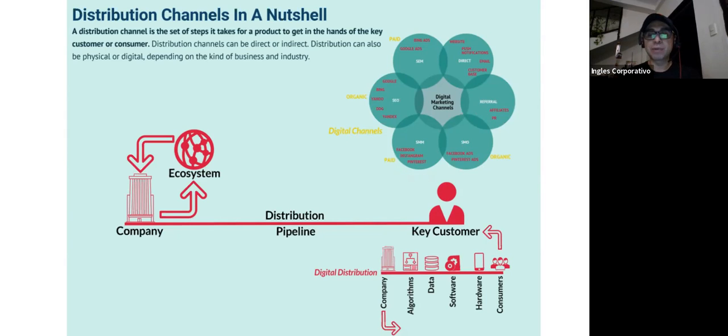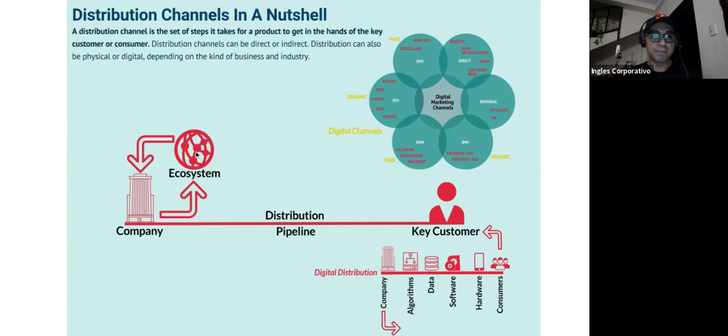So for Facebook, we have two. You can post anything in Marketplace that is free, or you can pay for an advertisement on Facebook. So one might be organic, that is free, and the other one is paid, also on Facebook. And below you will see a little ecosystem, right?